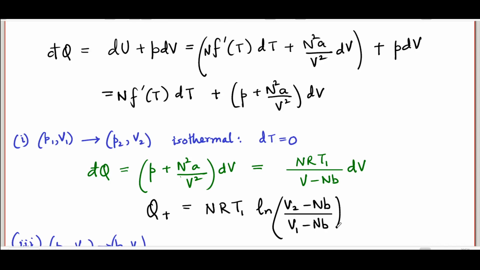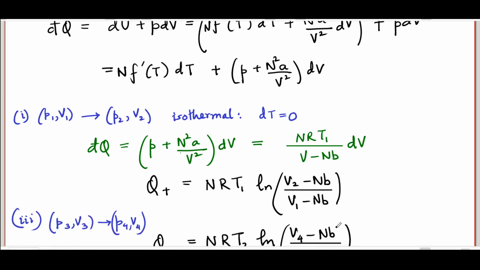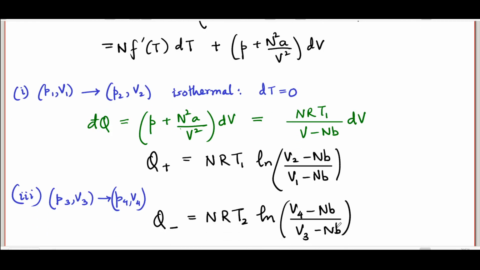that is nRT1 times log of (V2 minus nb) by (V1 minus nb). Now the other isothermal from P3V3 to P4V4 plays out very similarly. You can immediately calculate Q minus simply by substituting the corresponding terms. Instead of T1, you have to put in T2. Instead of V2, the final volume here, you have to put in V4. Instead of V1, the initial volume, you have to put in V3.